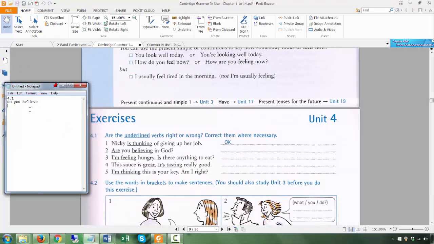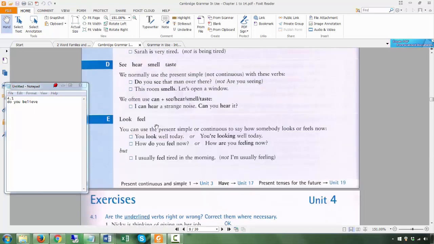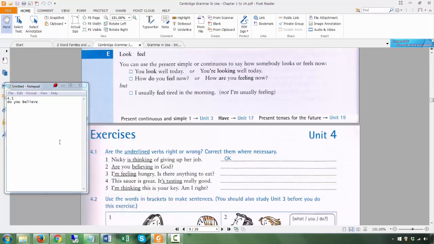Next, I'm feeling. Now, as it mentions here, you can use feeling and feel probably, unless you use usually, then it will be present simple, but most of the time you can use it in both tenses, so that's fine. The sauce is great, it tastes. Right, S because it's it. Now I'm thinking, this is your key. Now this use of think is you believe, so you use it in the present simple. I think. Now I'm thinking.